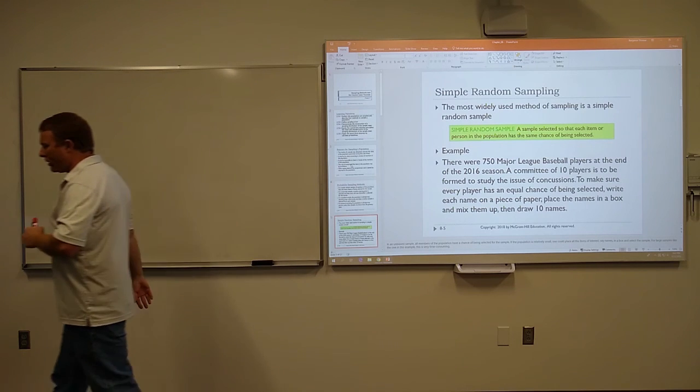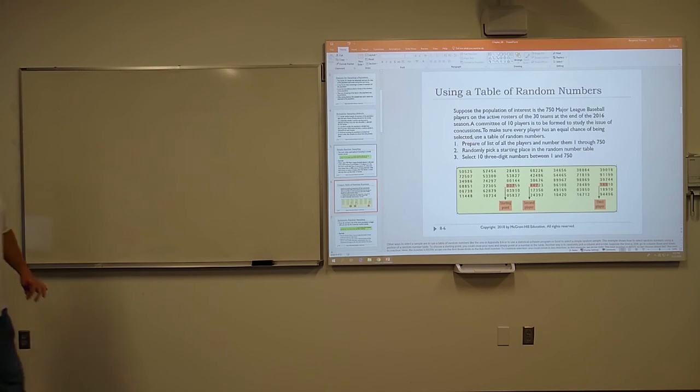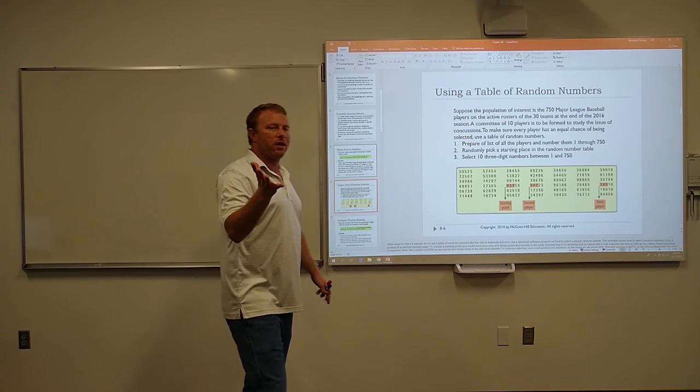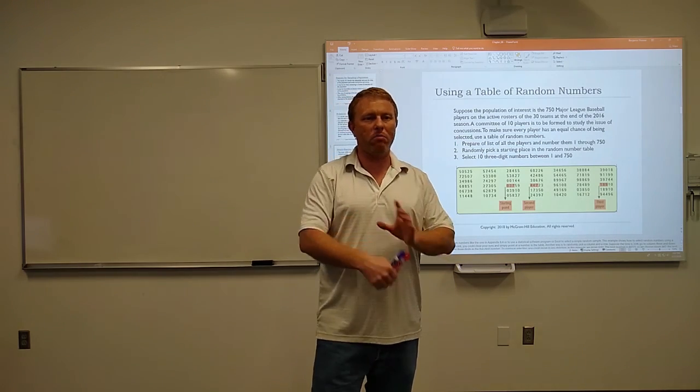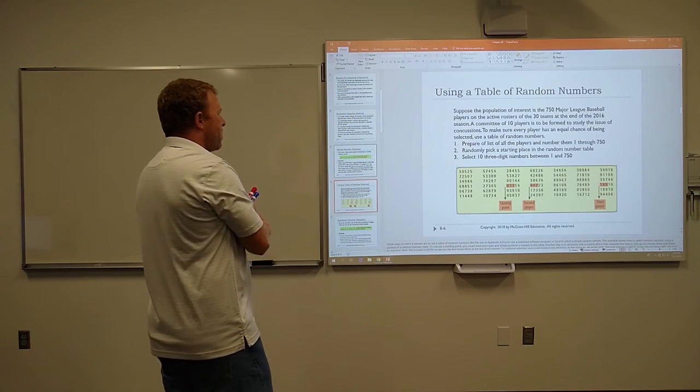We can add a step to it. That step being, we can use a table of random numbers, and I know from looking at the chart in the back of our book, that like all the other tables we've looked at, there is one back there you might have seen.